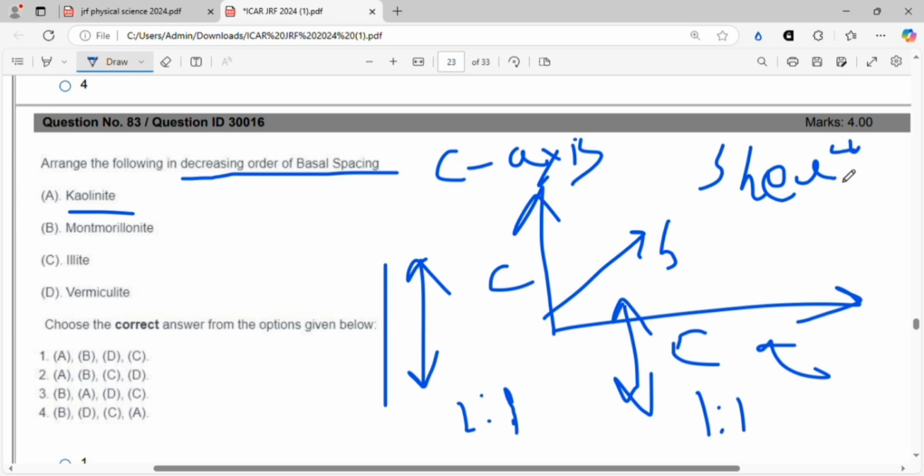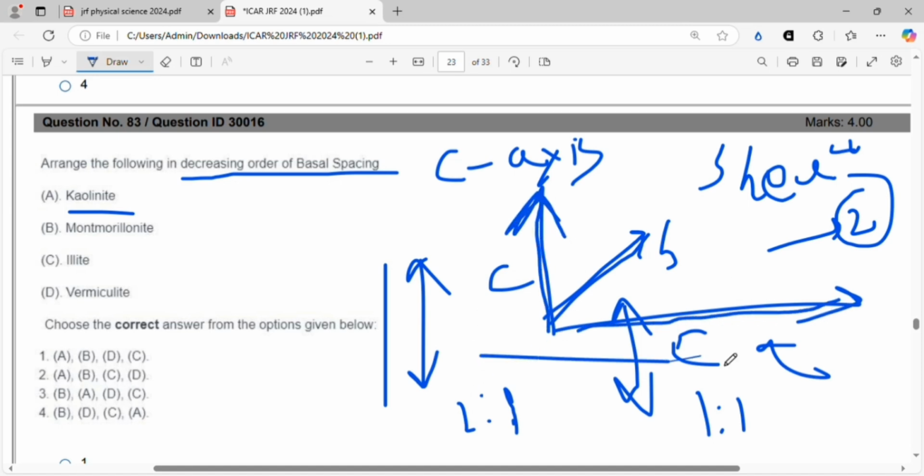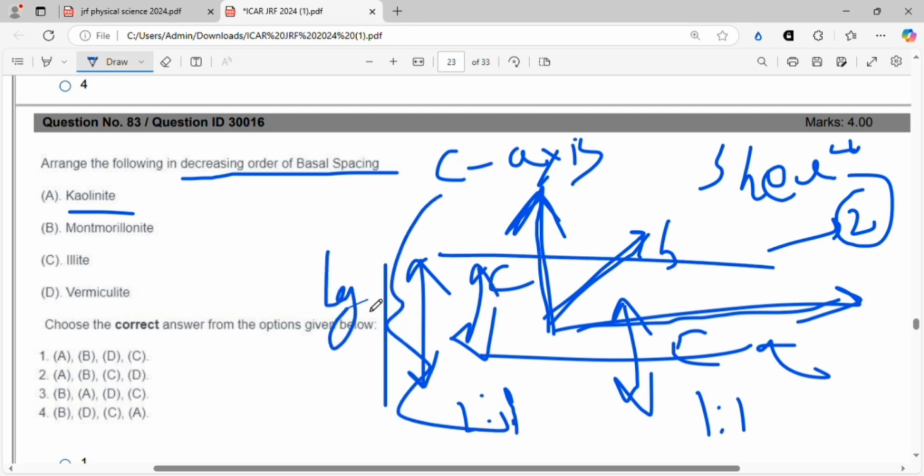So here you should know one terminology: the difference between sheet and layer. A sheet is two-dimensional. All right. So a sheet is only in the A and B axis. When the C axis comes into play, like there is one sheet and the C axis spacing, and there is another sheet, this whole thing is called a layer. All right. So the C axis spacing is between two sheets, and the whole sheet plus C axis makes a layer. Fine.